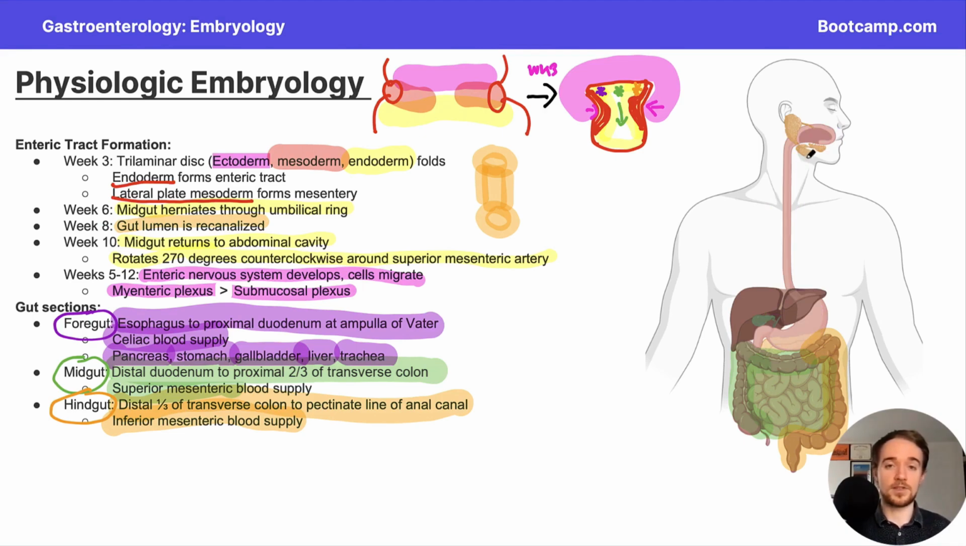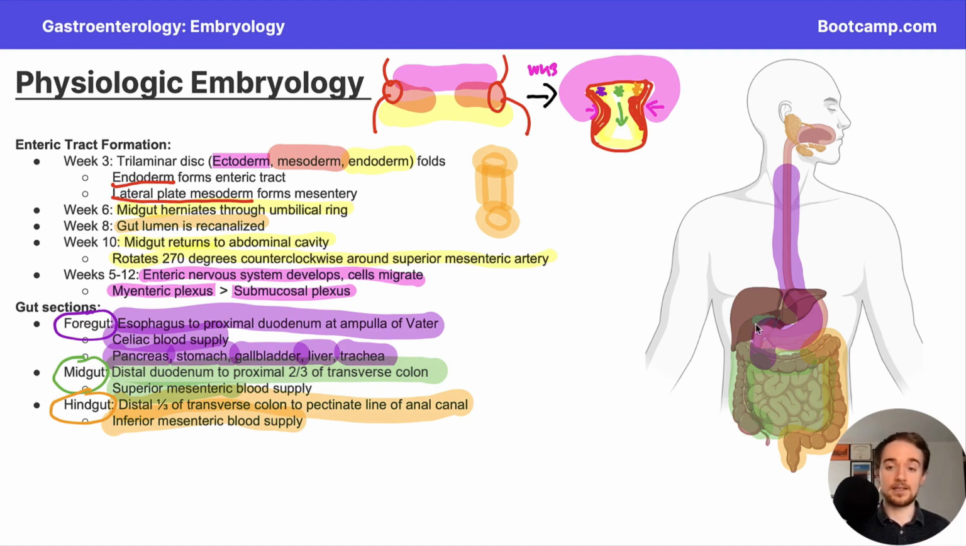Very important to understand is what the foregut, midgut, and hindgut go on to create, because understanding the origin of these structures will help you in later videos when we talk about anatomy. Our foregut is going to include our esophagus, our stomach, all the way down through to our proximal duodenum. There's a portion of the endoderm that contacts the ectoderm that will go on to form the mouth, but importantly, the esophagus through to the proximal duodenum, ending at the ampulla of Vater, is what is made by our foregut, and that includes our pancreas, our stomach, our gallbladder, our liver, and very importantly, our trachea.